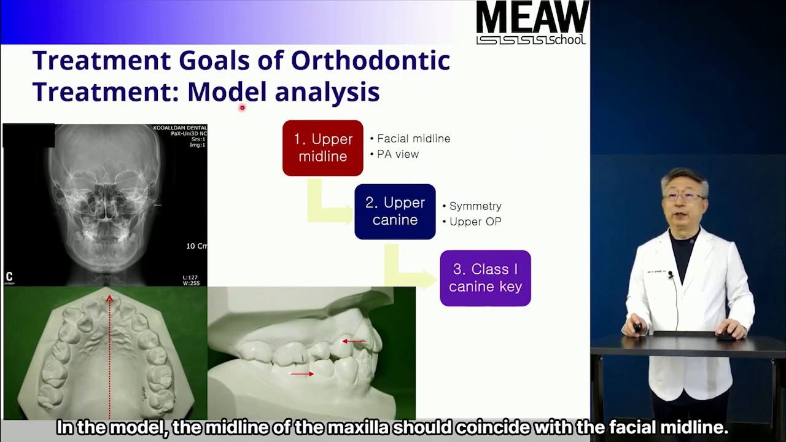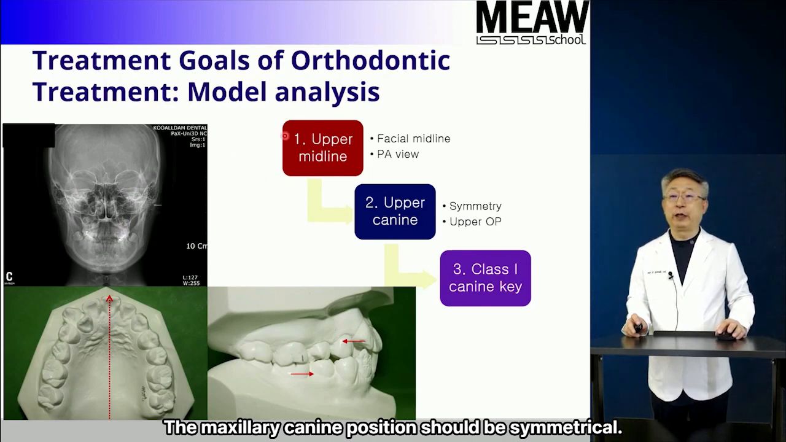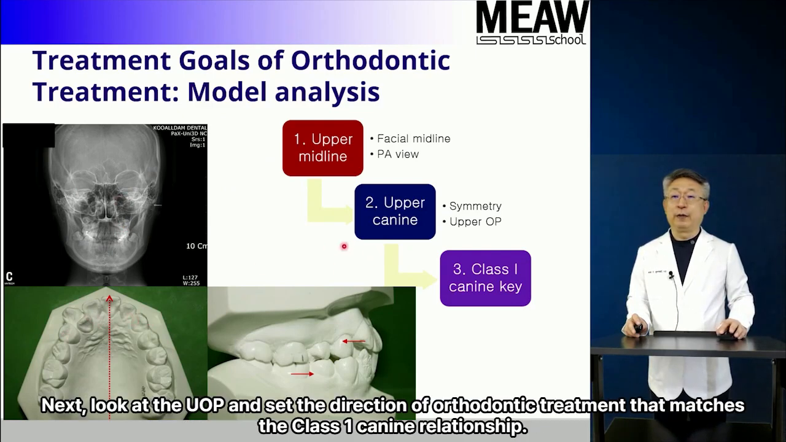In the model, the midline of the maxilla should coincide with the facial midline. This is determined by looking at the frontal photograph and the PA view. The maxillary canine position should be symmetrical. Next, look at the UOP and set the direction of orthodontic treatment that matches the Class 1 canine relationship.